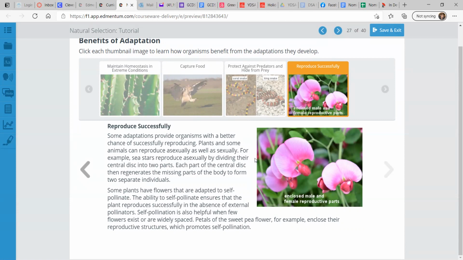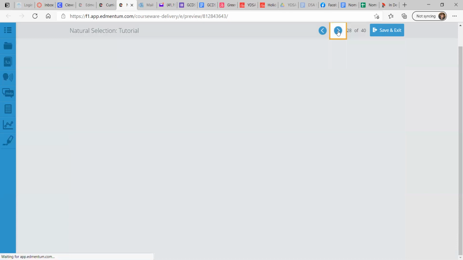Some plants have flowers that are adapted to self-pollinate. The ability to self-pollinate ensures that the plant reproduces successfully in the absence of external pollinators. Self-pollination is also helpful when few flowers exist or are widely spaced. Petals of the sweet pea flower, for example, enclose their reproductive structures, which promotes self-pollination. And here you see an enclosed male and female reproductive part in this picture.